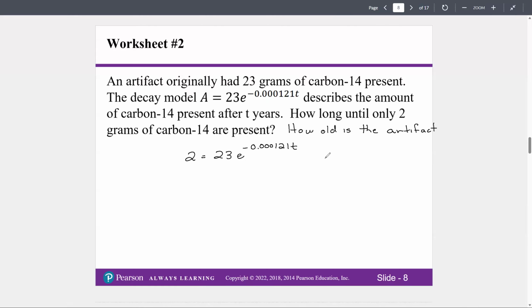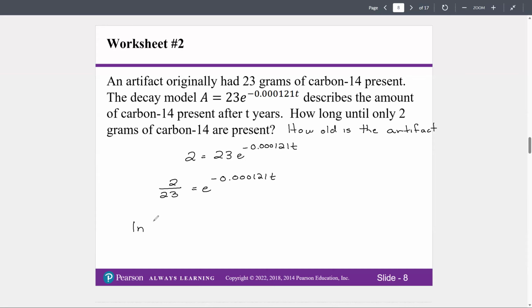So what we mean to find here is T. How long has it been sitting there? So we need to isolate the E. So we're going to do 2 divided by 23 equals E to the negative 0.000121 T.